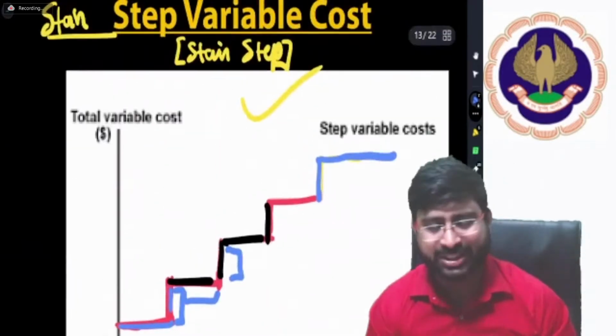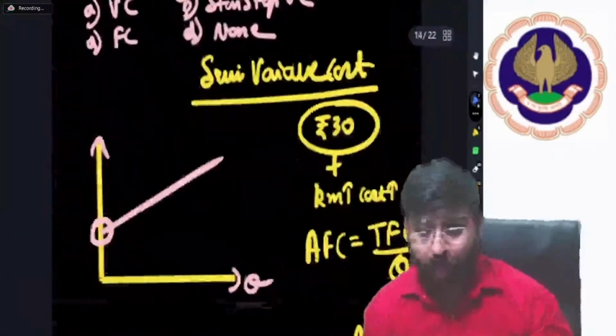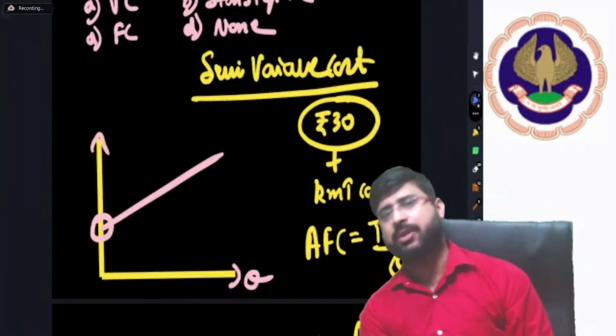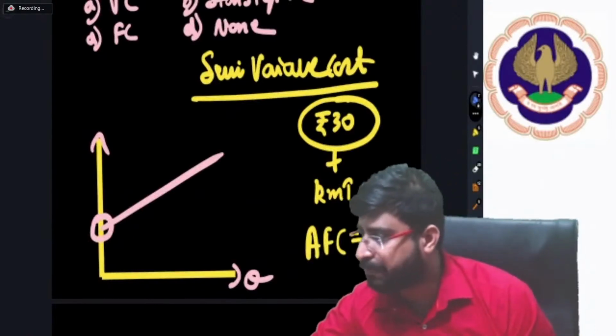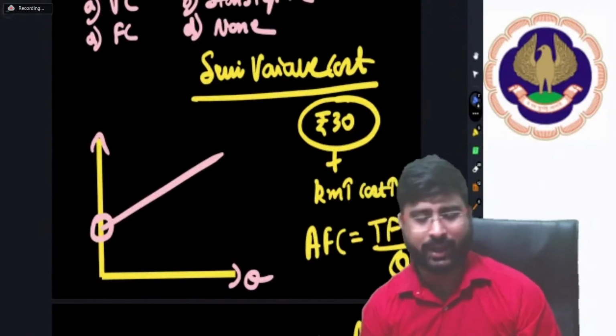That is why we call it stair-step variable cost. Now moving on to semi-variable cost. What is semi-variable cost? A very simple example. Okay, let's see.